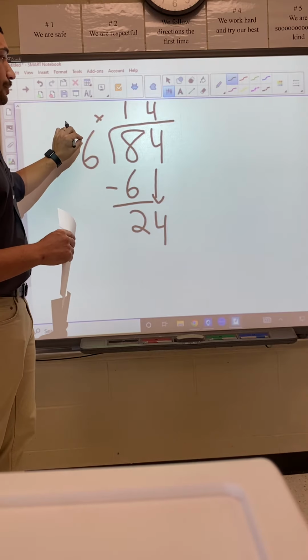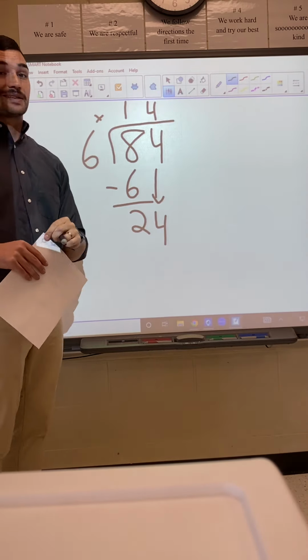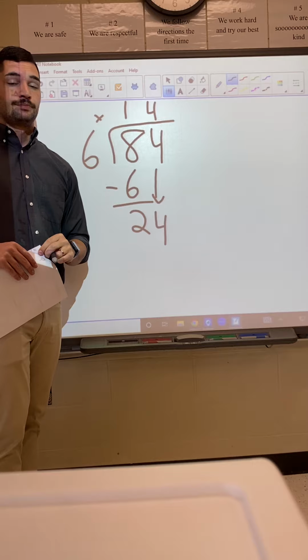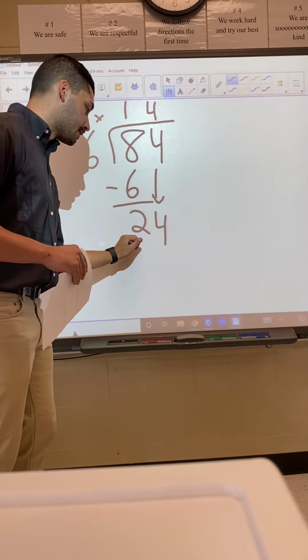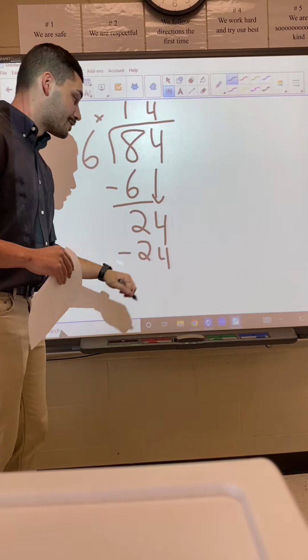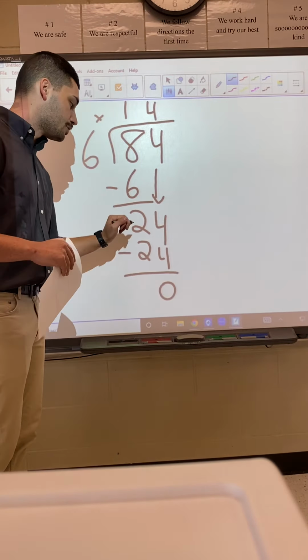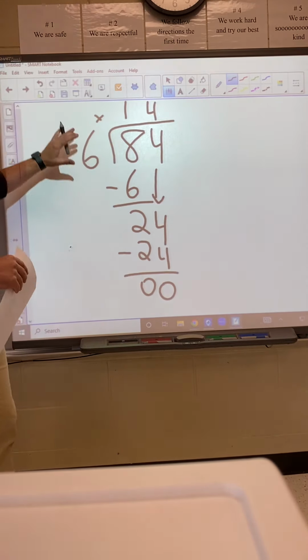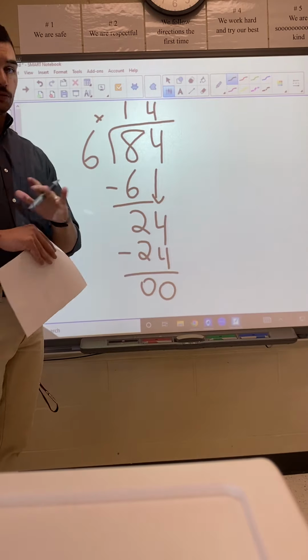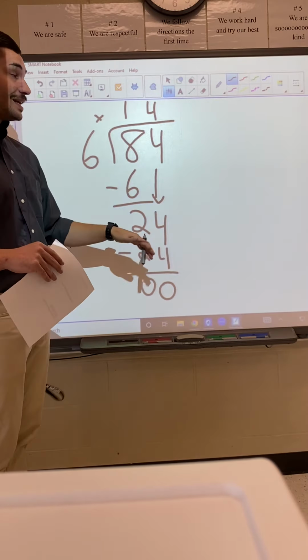Our next step is multiplication. 6 times 4. What would 6 times 4 get us? 24. That's exactly correct. So now we're going to go ahead and subtract 24 from 24. 4 minus 4, that would get us 0. 2 minus 2, that would get us 0. And then we check, can 6 fit inside of 0? No, it can't. And then we think, is there anything else that we can bring down?